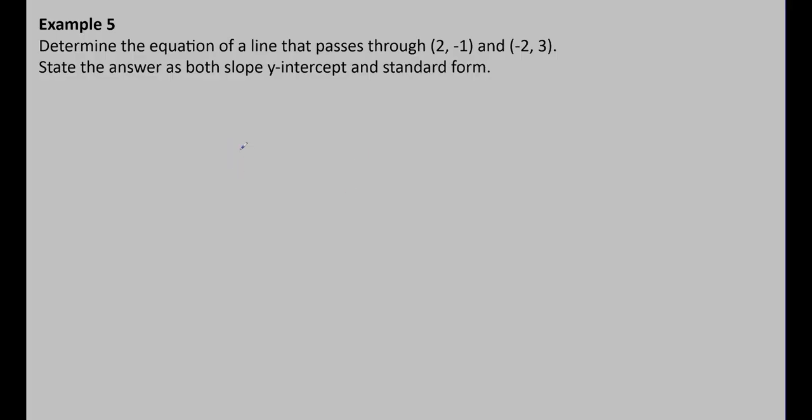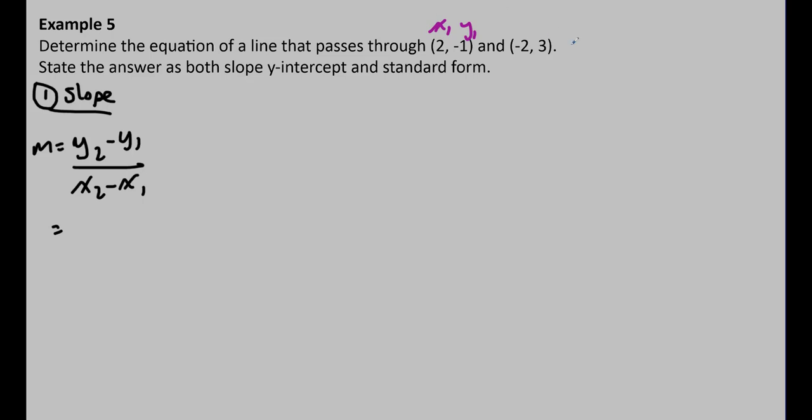Okay, example 5. Determine the equation of a line that passed through this, blah, blah, blah. So still do the same thing. Come up with your slope first by plugging it into the equation. x2 minus x1. And so the first one I will say is x1, y1. And the second one will be x2, y2.